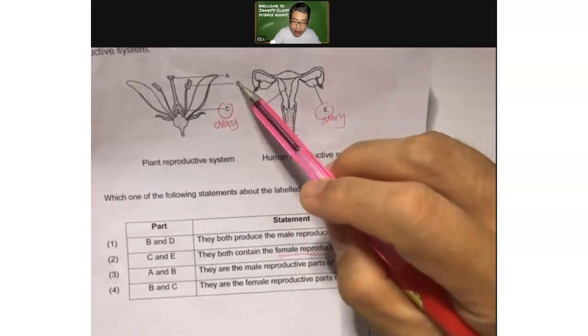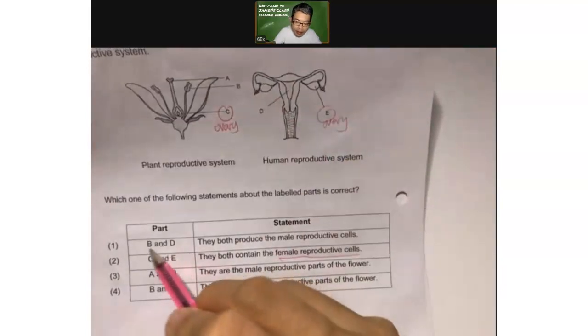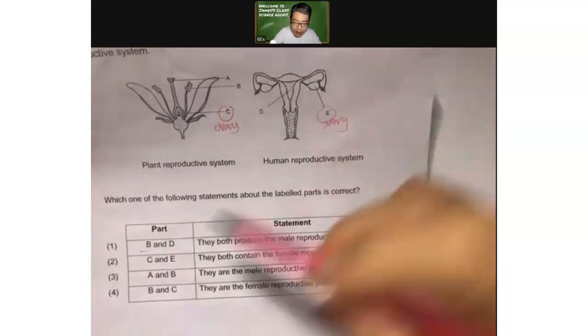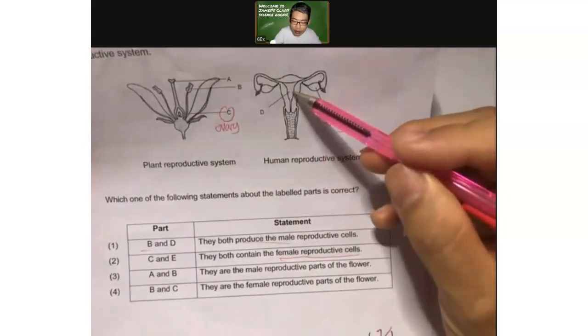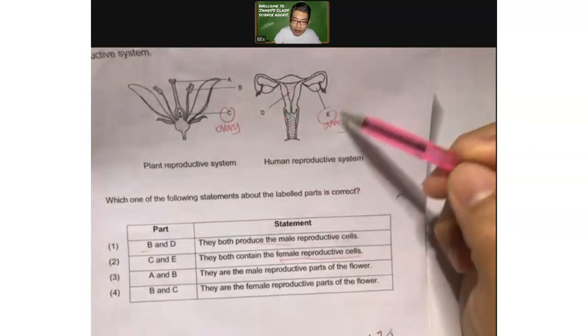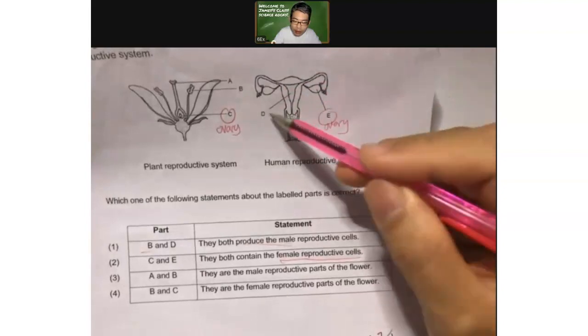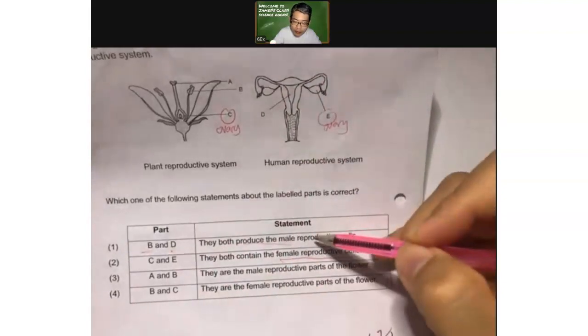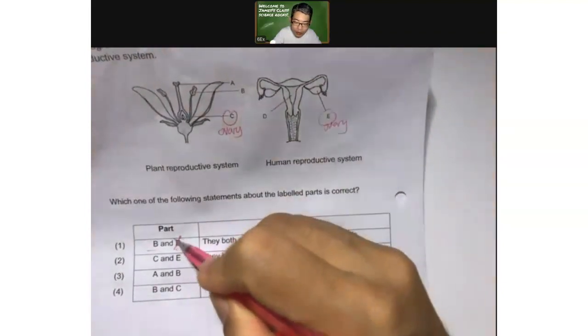B contains the male reproductive cell. Yes, it's correct for B. Then say D. D is not containing. This is a female reproductive system. So D cannot have anything to do with male. Okay, so that's why D here is wrong.